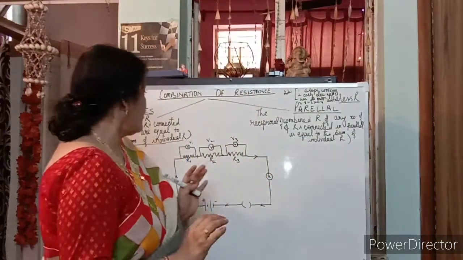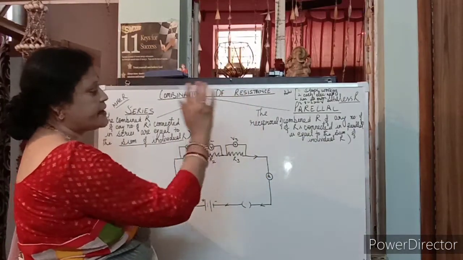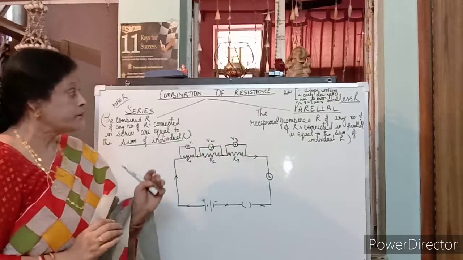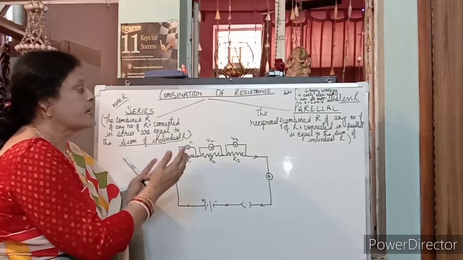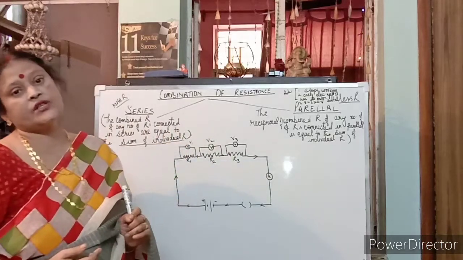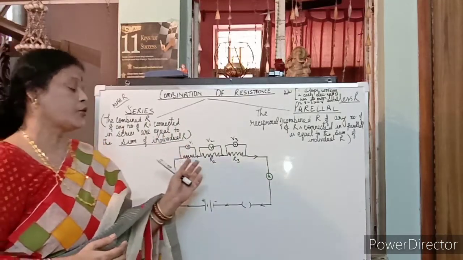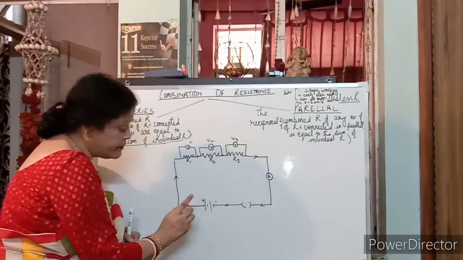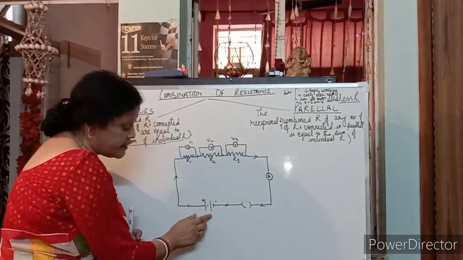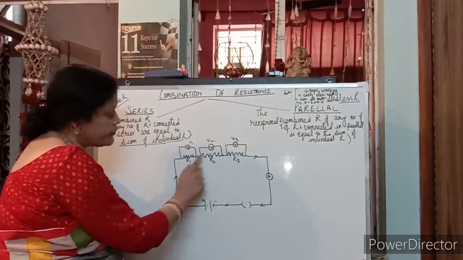Yes. Now, series combination and parallel combination: these are the resistors or resistances, and when they are connected, we call it series or parallel. First I'll go with series combination. This is the circuit diagram, this is the battery, and the current is flowing from here.